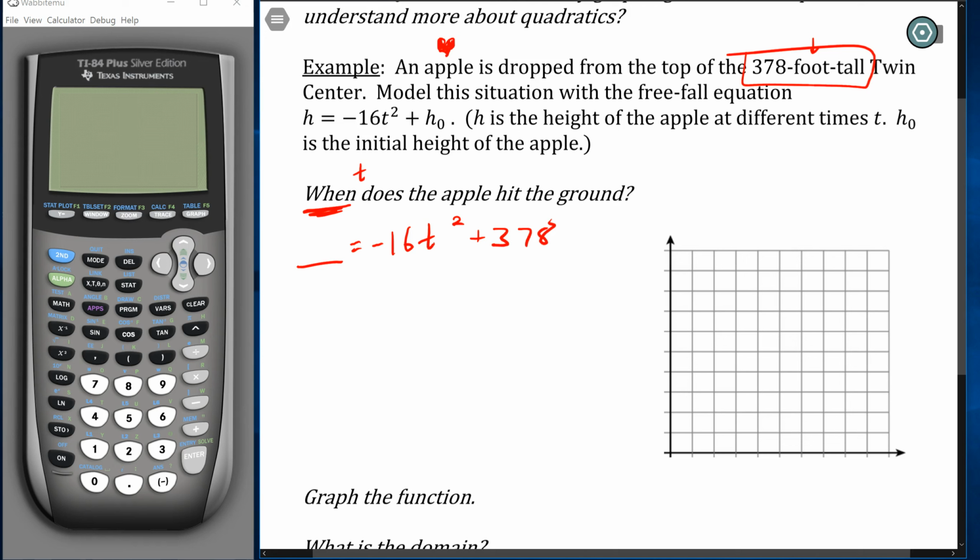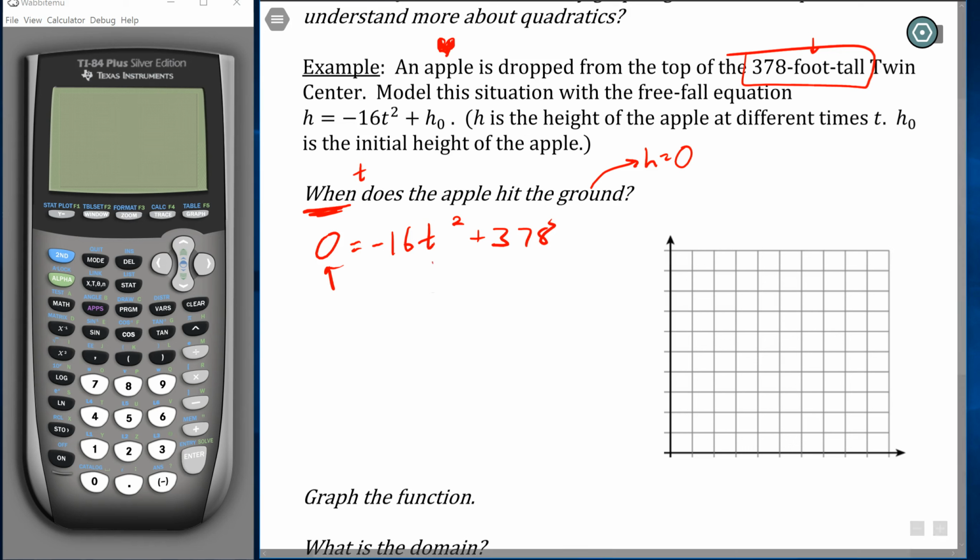Now, what is H? Remember, H represents the height at different times t, and remember, I'm solving for the t of when it hits the ground. So when the apple hits the ground, what's the height? Isn't the height 0? Because if it's hit the ground, it no longer has a height. The height is 0. So this is the equation I'm going to solve. I picked 0 because h is the height that the apple's at, t is what I'm solving for, and 378 is my initial height.